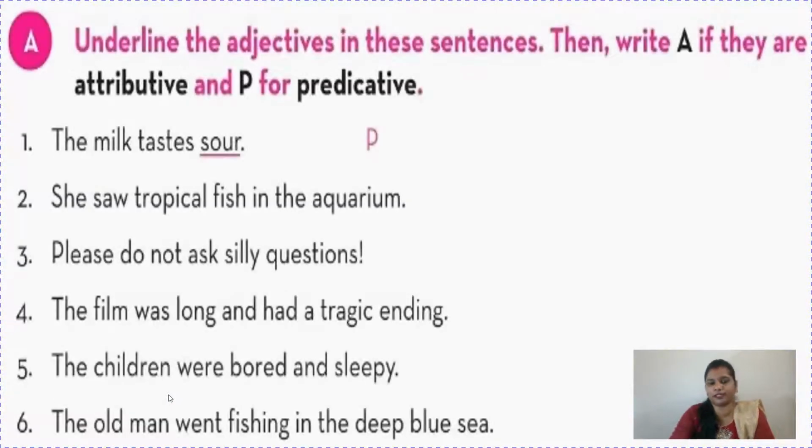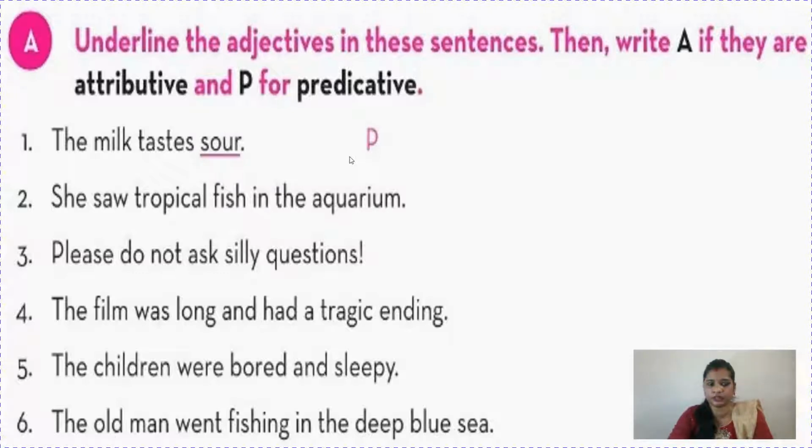So let's do the book exercise here. Underline the adjectives in these sentences. Then write A if they are attributive and P for predicative. The first one is already done for you. The milk taste is sour. See children, sour is an adjective here. It is describing milk, that is a noun, and it is placed after the noun, so it is predicative.